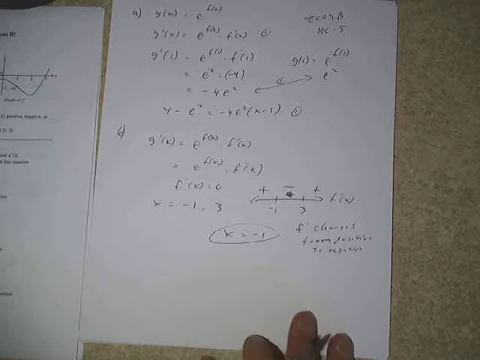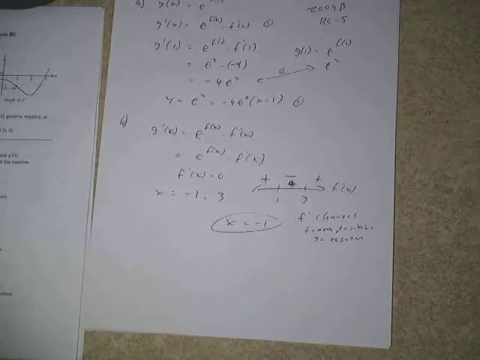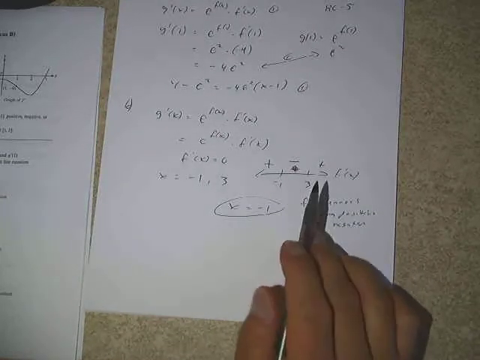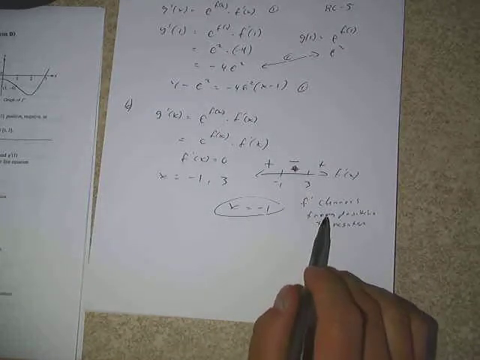Alright, and bottom line is, how do we know this is a maximum? Because f prime changes from positive to negative.